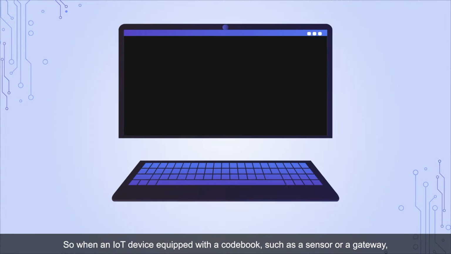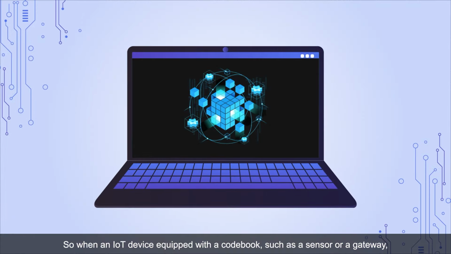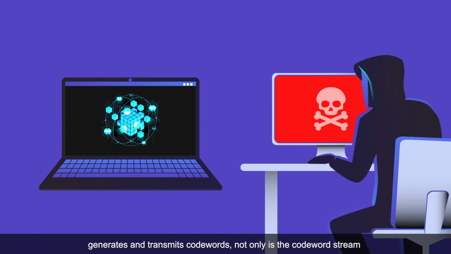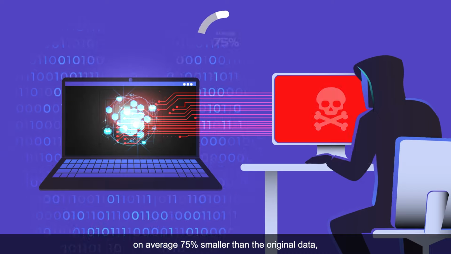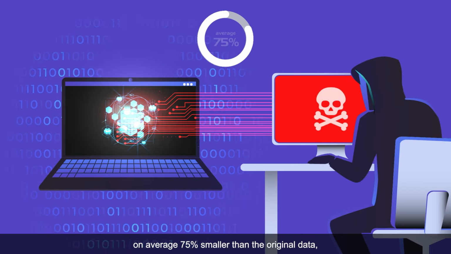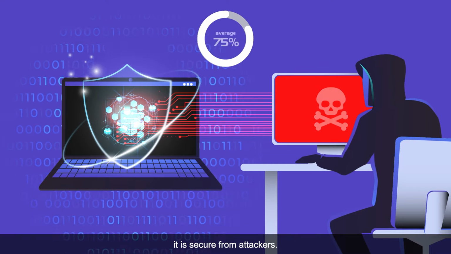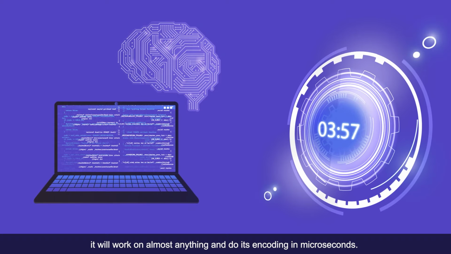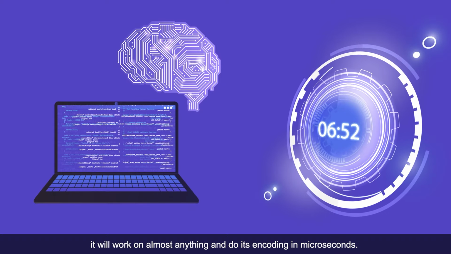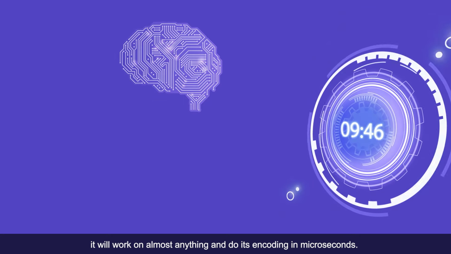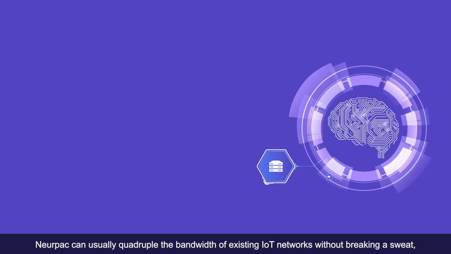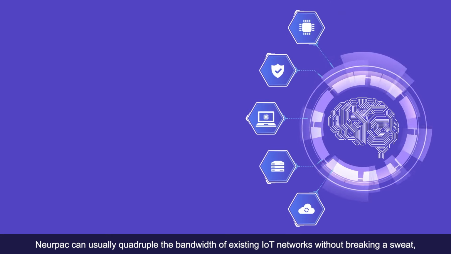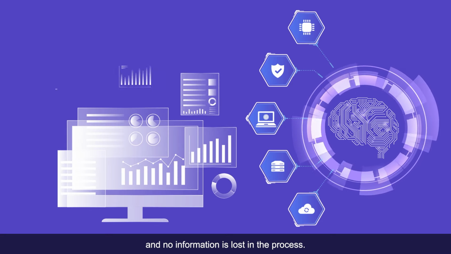So when an IoT device equipped with a codebook, such as a sensor or a gateway, generates and transmits code words, not only is the code word stream on average 75% smaller than the original data, it is secure from attackers. And because Neurpac uses minimal computation to run, it will work on almost anything and do its encoding in microseconds. Neurpac can usually quadruple the bandwidth of existing IoT networks without breaking a sweat, and no information is lost in the process.